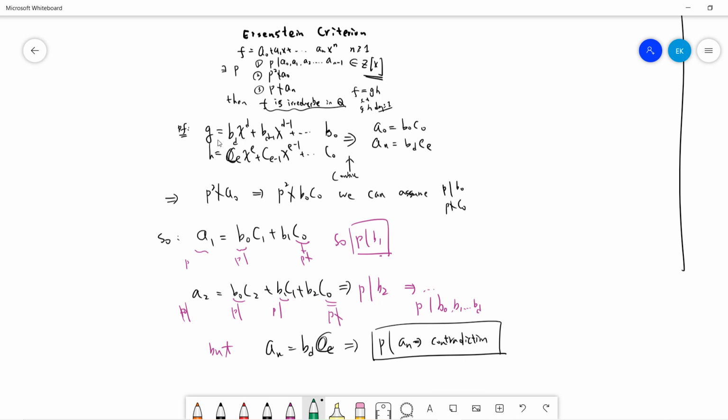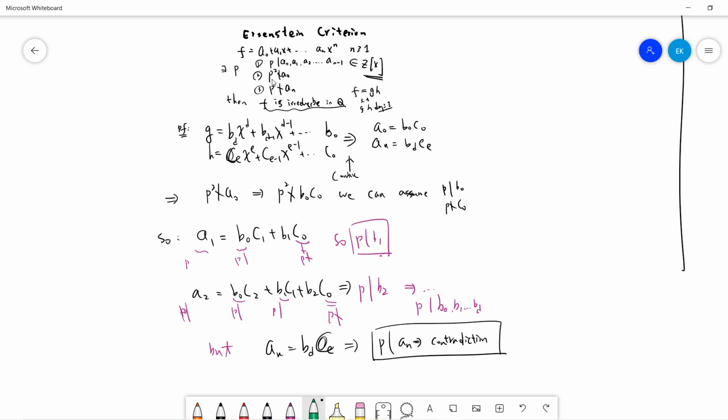Okay, so let's write g as bd x^d + b(d-1) x^(d-1) + ... + b0, and h as ce x^e + c(e-1) x^(e-1) + ... + c0. The simple mathematics says that a0, the constant coefficient, is just the product of b0 and c0, and the leading coefficient an is the product of bd and ce. So this is trivial, right?